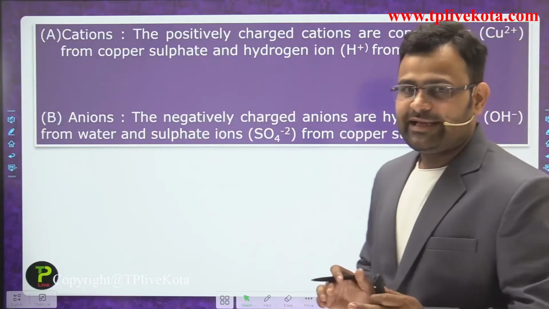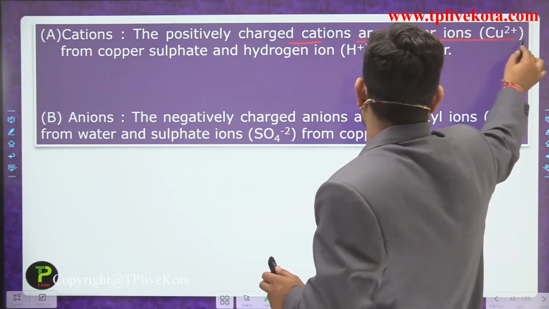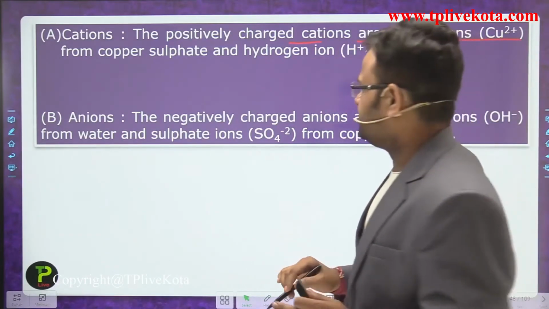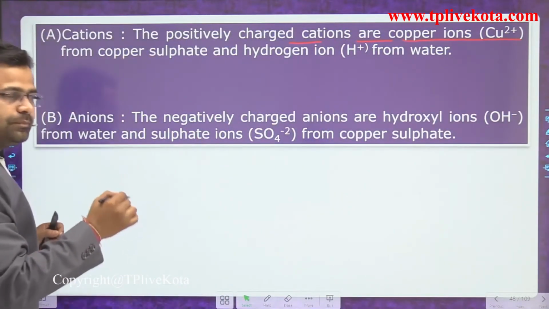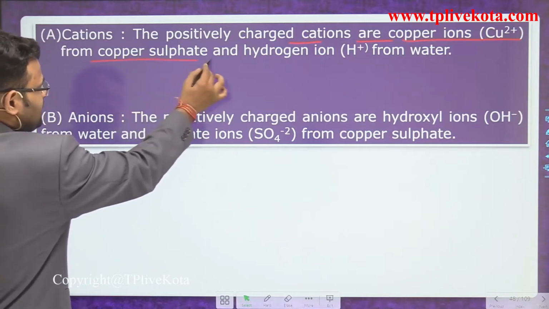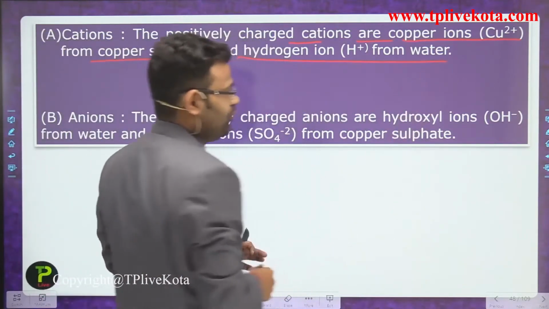So what is the cation? A cation is positively charged. Cations include copper. If we use copper sulfate, what is happening, guys? The copper ion Cu+2 and the sulfate, that is copper sulfate, and hydrogen ions from the water.